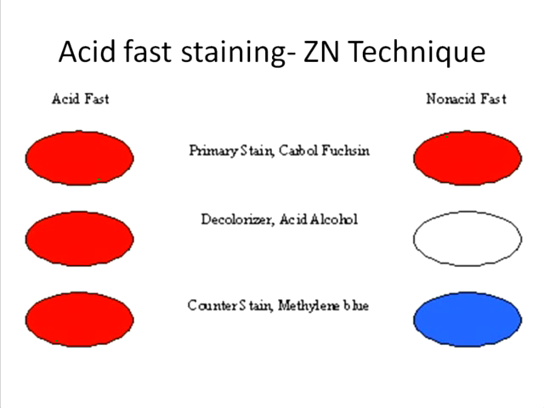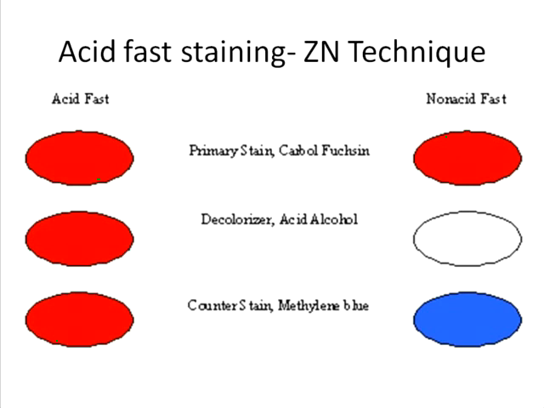Those organisms which have lost the color or got decolorized take up the second dye and appear blue in the next step. So those organisms which manage to retain the original color and appear red are called acid fast, and those which are not able to retain the color are non-acid fast.